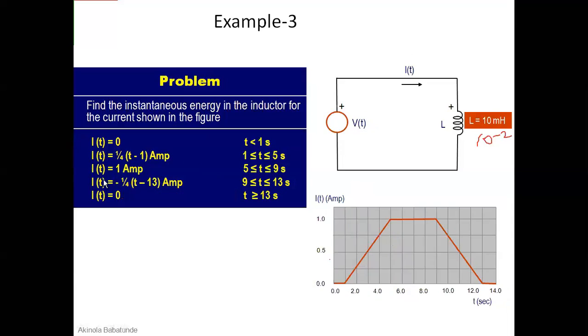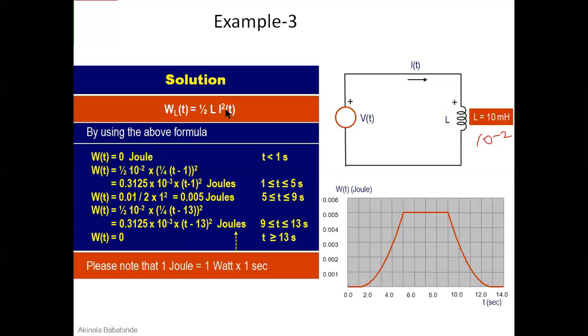If you go back again to where current is minus a quarter, minus 1/40 times t minus 13, you have to put that back in here. You have 1/2 times 10 to the power minus 2, which is our L. Our i is negative. So when you square a negative, it becomes positive. That is why you cannot see the minus appearing here. So you have 1/40 times t minus 13 squared. If you expand that, this is what you're going to get.